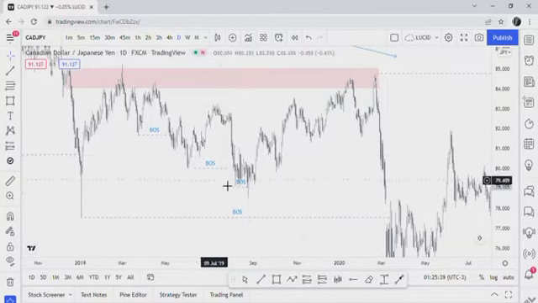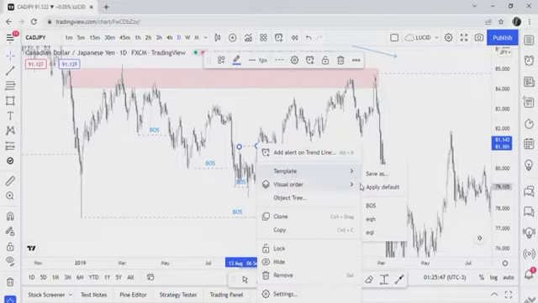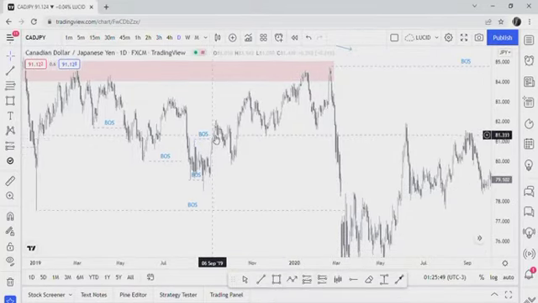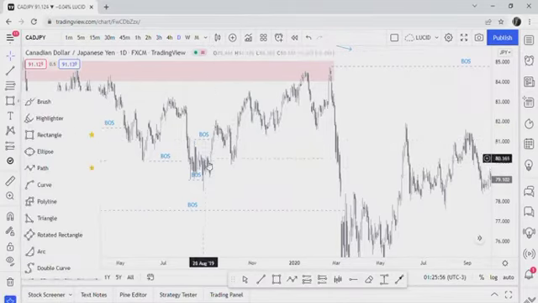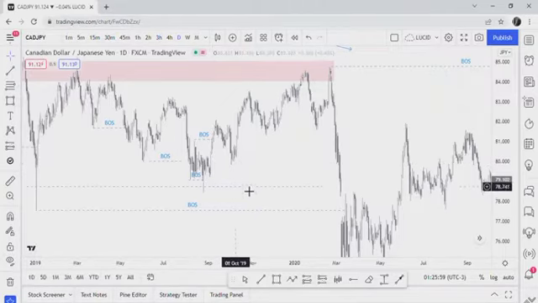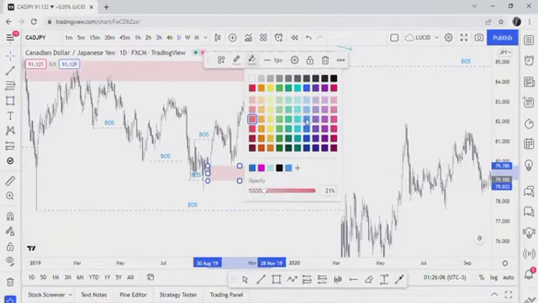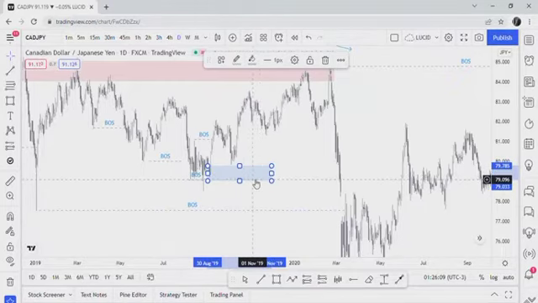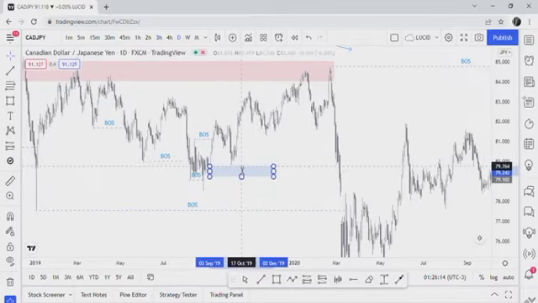So break of structure here, break of structure here, break of structure here. Then what happened? Price came back, tapped into a demand, and then there was a huge buy off from there, this huge buy off.